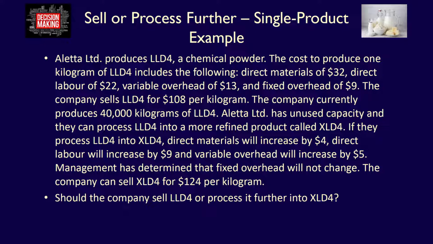Aletta Limited has unused capacity, and they can process LLD4 into a more refined product called XLD4. If they process LLD4 into XLD4, direct materials will increase by $4, direct labor will increase by $9, and variable overhead will increase by $5. Management has determined that fixed overhead will not change if it's processed further. The company can sell XLD4 for $124 per kilogram. Should the company sell LLD4 as is or process it further into XLD4?